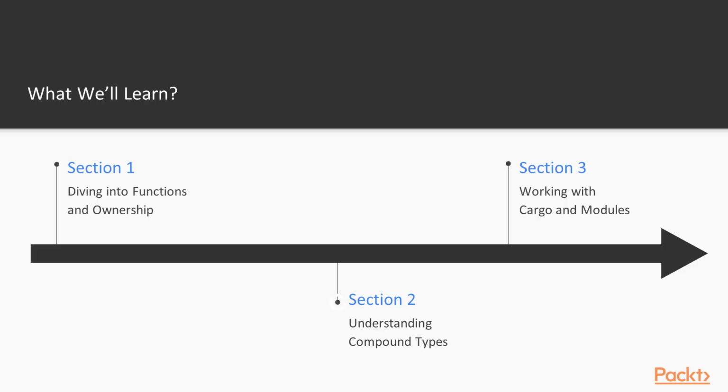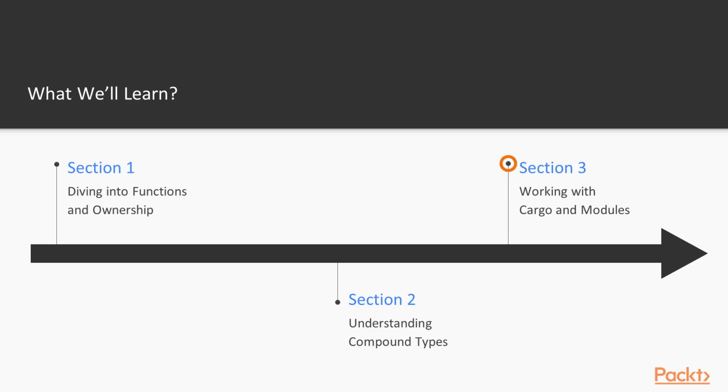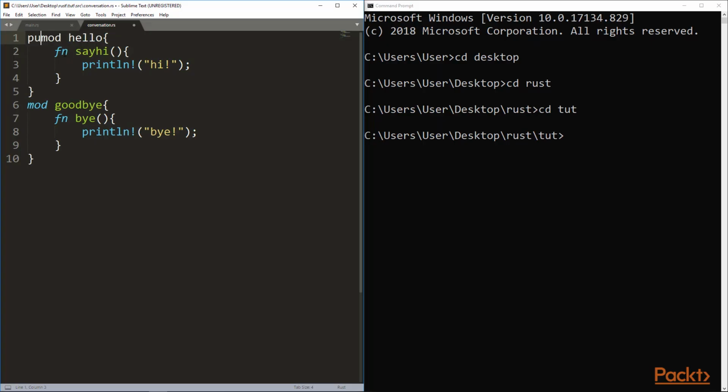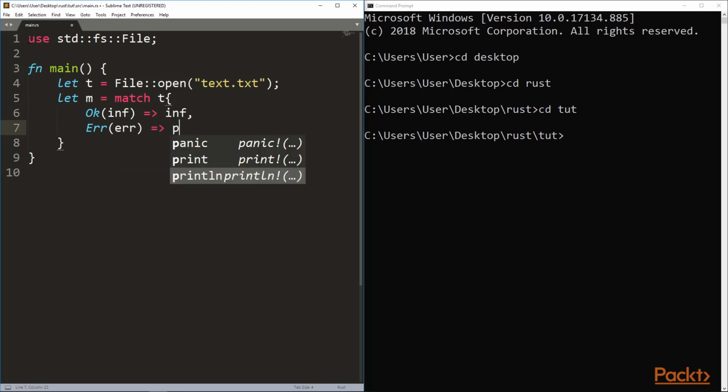Next, in section 2, we will talk about compound types, where you will learn about different compound types and how to use them. Moving on, in section 3, we will talk about cargo to build big projects and using modules. Next, in section 4, we will handle errors, different types of errors. We will use custom error messaging and different techniques.